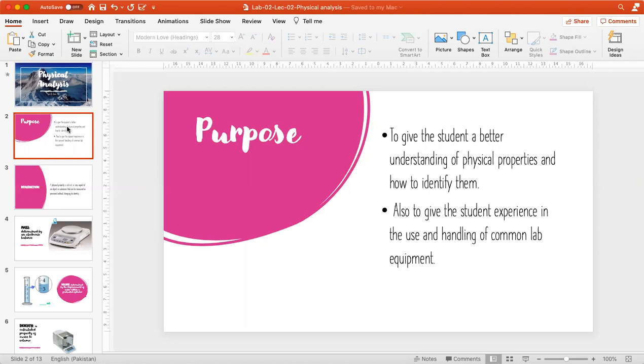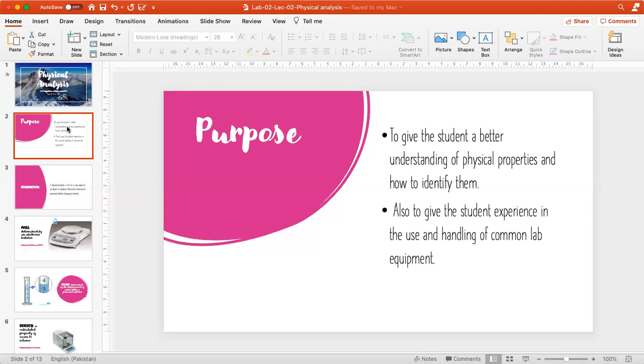This is in direct contrast to a chemical property, where the identity of the object is changed while testing for the property. So whenever you test a property and the identity of the object is changed, it means that it is a chemical property. For example, if the object burns, then it has a chemical property.